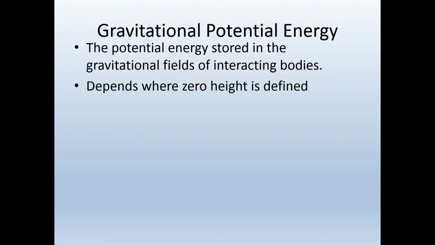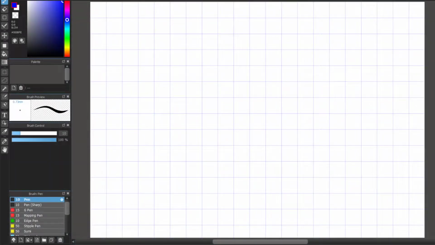Gravitational potential energy is the potential energy stored in the gravitational fields of interacting bodies. Since it's about how high an object is located, it also depends on where you designate the ground or zero height. Here's the formula for potential energy. Potential energy equals mass times gravity times height.